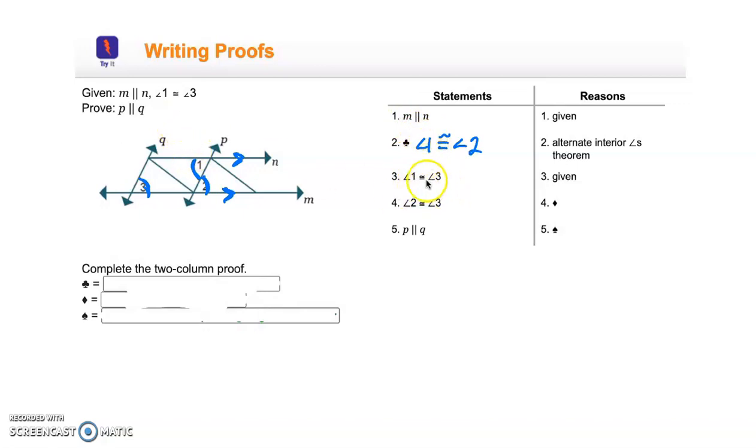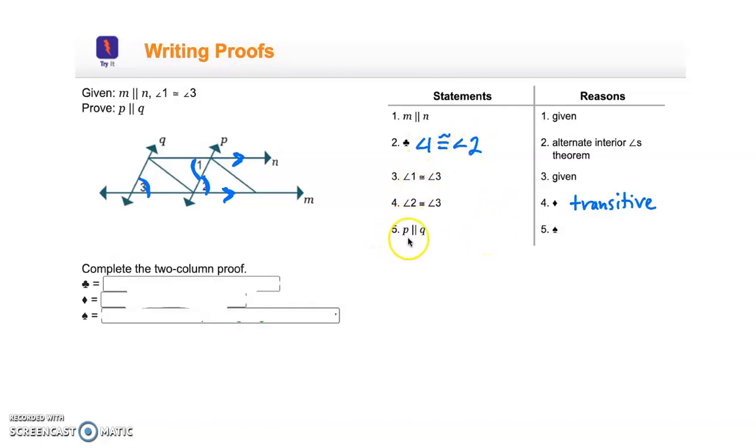So based on parallel, we know those are congruent. Then they've given us that 1 is congruent to angle 3. So what tells us now that 2 is congruent to 3? Remember, that would be the transitive property. When we have two things congruent to the same thing, then those two are congruent.